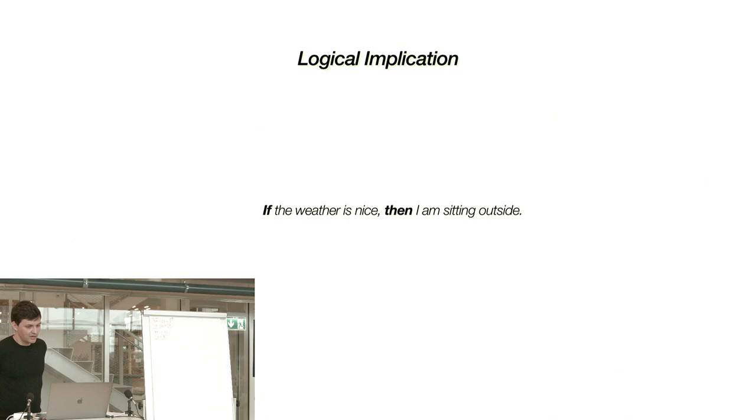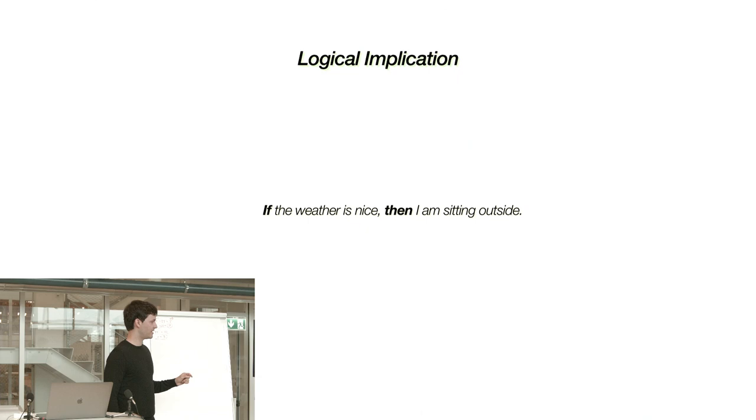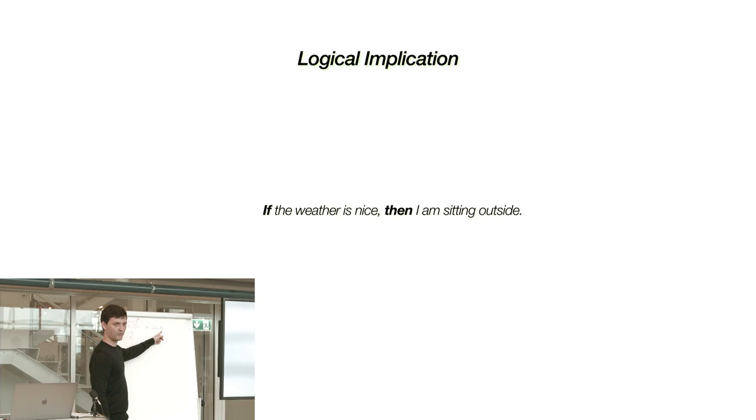Now, what we can have is called logical implication. So, it has two parts. If the weather is nice, then I'm sitting outside. This kind of introduces dependencies. Yeah? So you have A and B, and this is "if". So if this, then this. So this is the form.